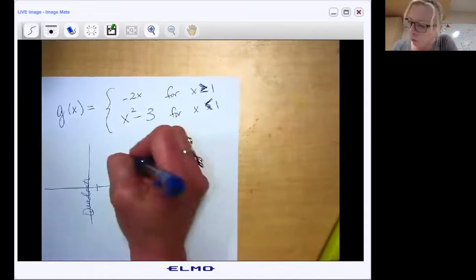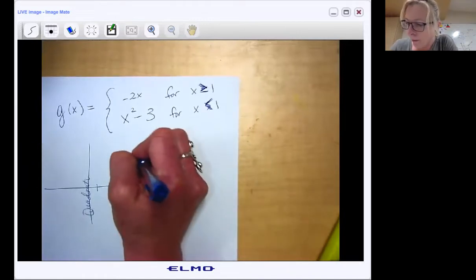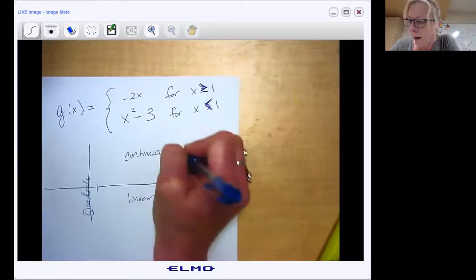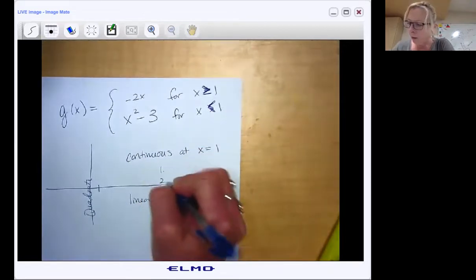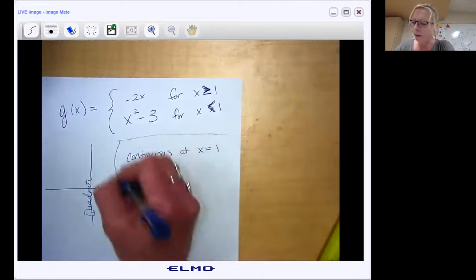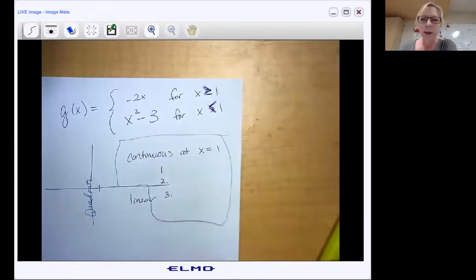Okay, is this graph continuous at x equals 1? And I'm going to ask you to state whether all three conditions are met. And that's the last multiple choice question.